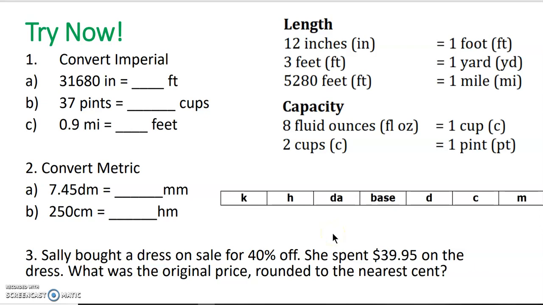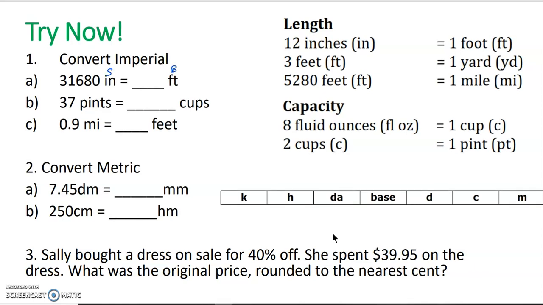So we're going from inches to feet here. So we're going from small to big. So we're going to divide, and we're going to divide by 12. So we will end up with 2,640 feet. For B, we're going from pints to cups, so we're going from big to small, so we're going to multiply, and we're going to multiply by 2, so we'll have 74 cups.